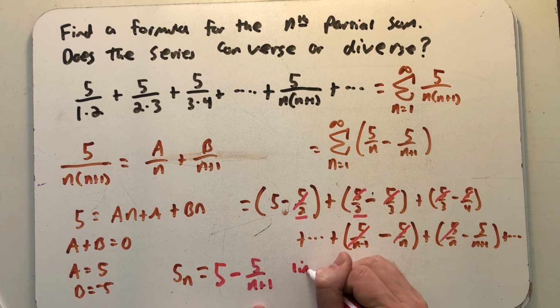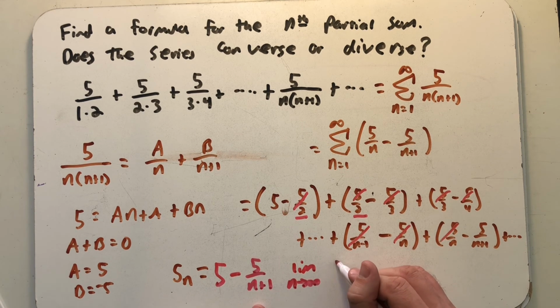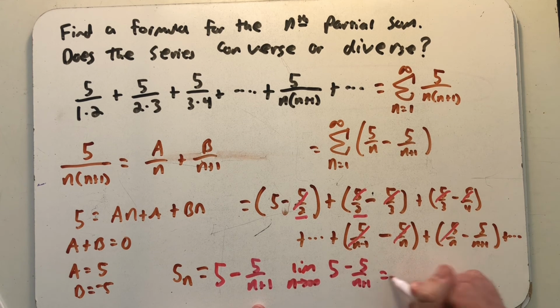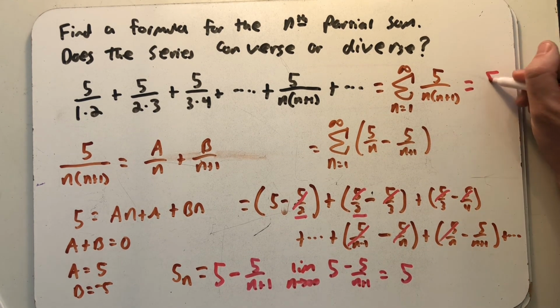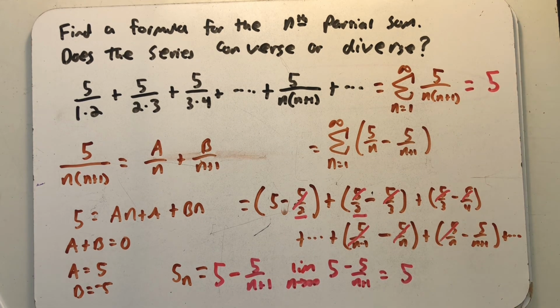This series then converges to the limit of the sequence of partial sums, which is 5. This series converges to the number 5.